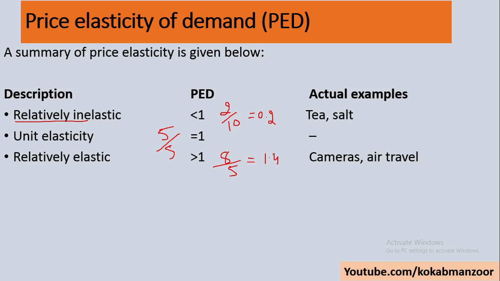It is something like 1.6, right? So like cameras, air travel, laptops, mobile phones, you see the companies used to decrease the tariffs, call rates just by a few points, and the demand increased too much. So that is the price elasticity of demand.